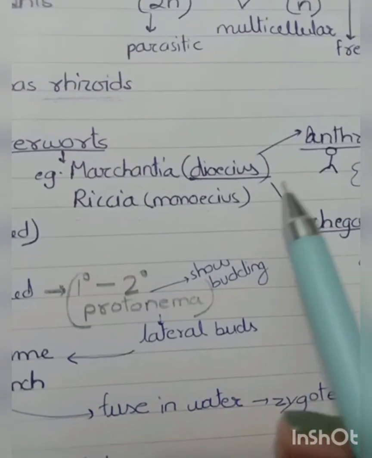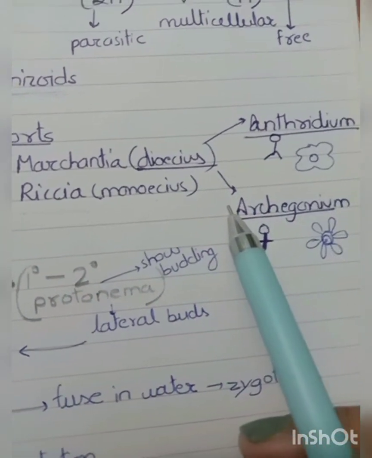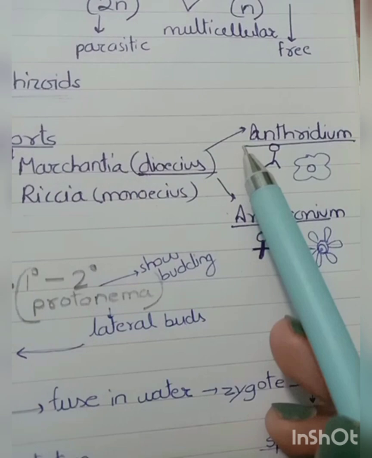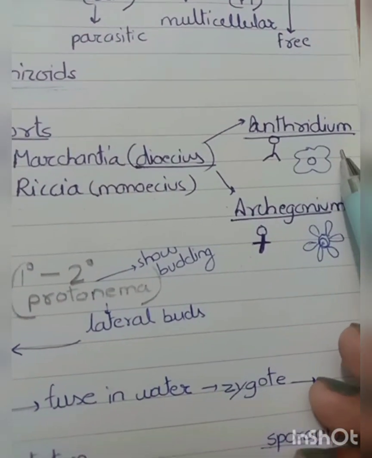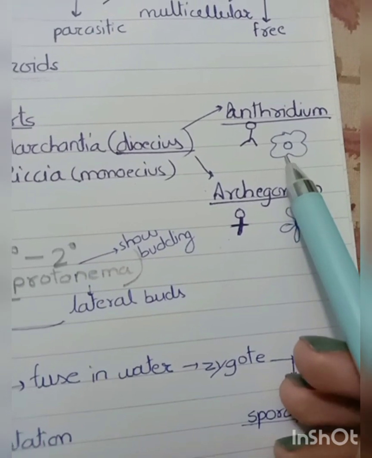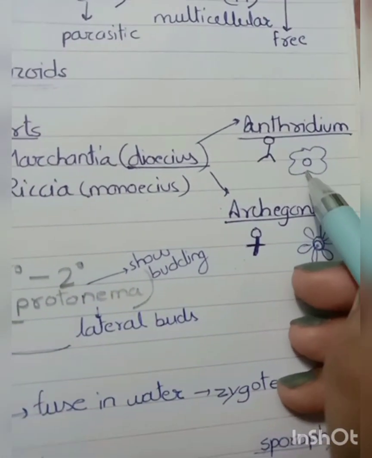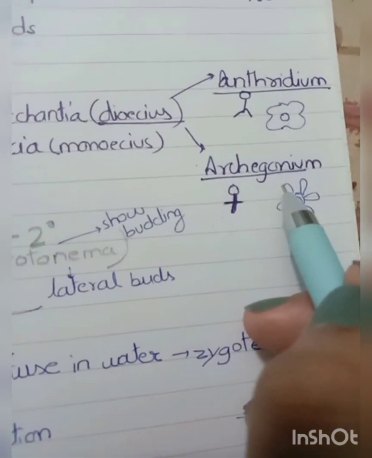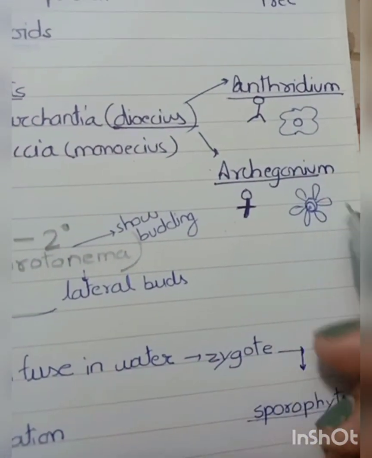Marchantia is dioecious, it means it has two types of gametes. One is male and the other is female. The male sex organ is known as antheridium in case of bryophytes. Okay, and the structure of it looks like this. And the archegonium, that is the female one, it looks like this.